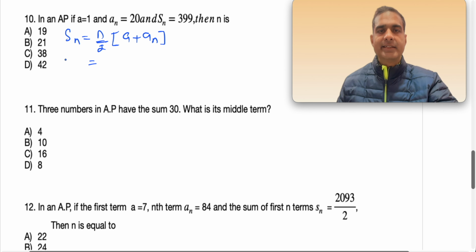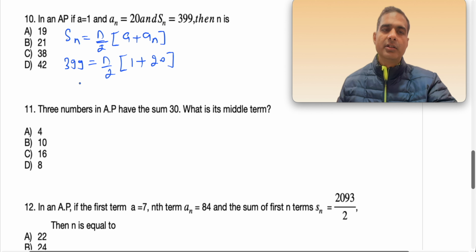So Sn is how much? 399, it is already given in the question. n by 2, first term is 1 and an is 20. The nth term is 20. So 399 equals n by 2, and this is 20 plus 1, 21.